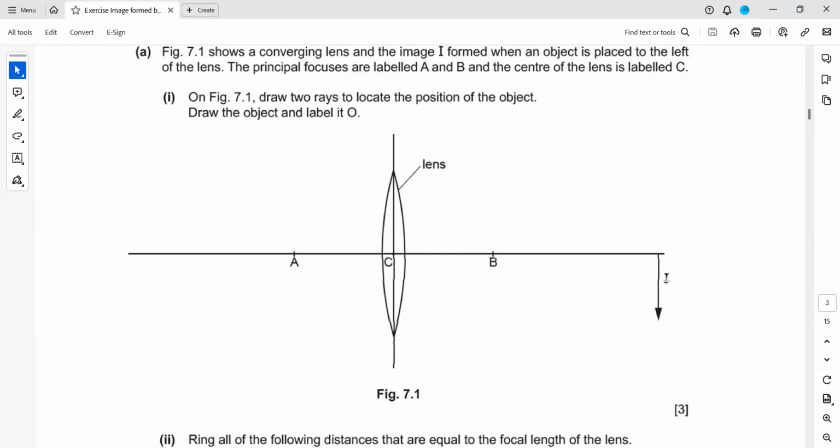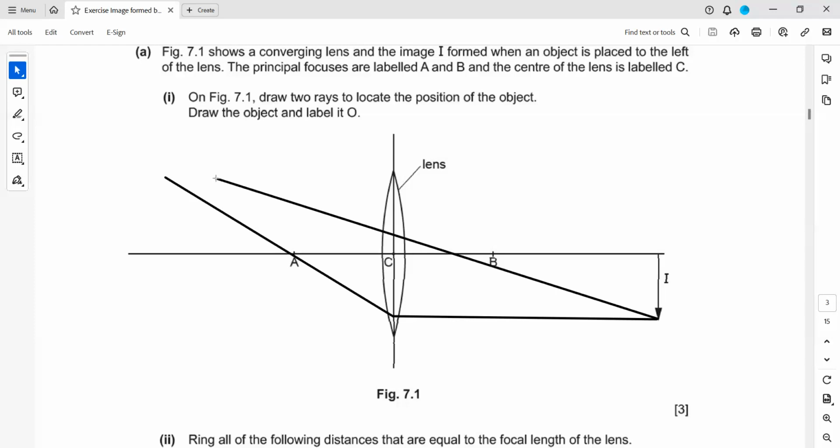You can locate the object from the image, and you can locate the image from the object. Use the same idea. The idea remains the same. If there is a parallel light ray, from where will it pass? Here the image is given to us. If a light ray is parallel, from where will it pass? It will pass through A. And one through the center will pass straight.